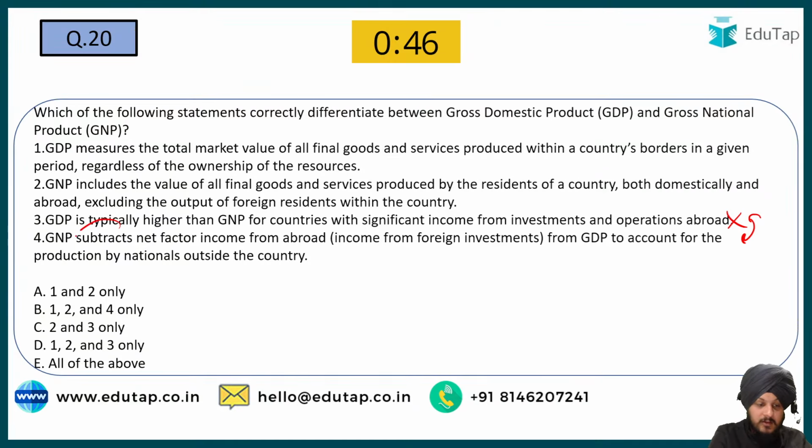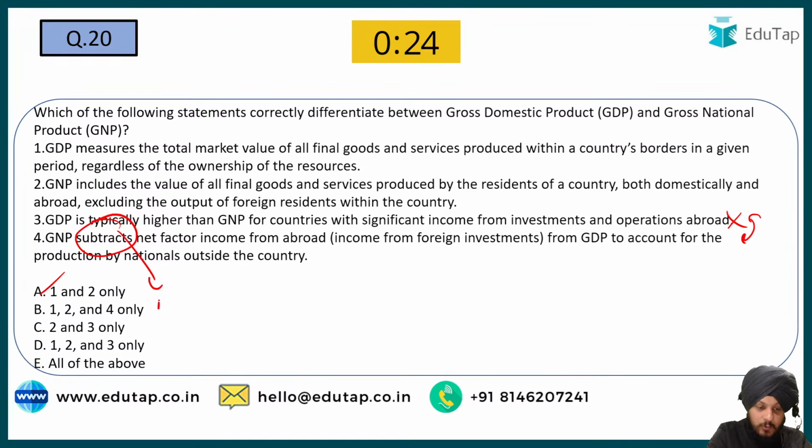ये सब्सट्रैक्ट होता है. Read it carefully. या सब्ट्रैक्ट आएगा. What is going to come over here? What happens in case of GNP? हाँ, आप समझे नीलेश? A is going to be the answer to this question.